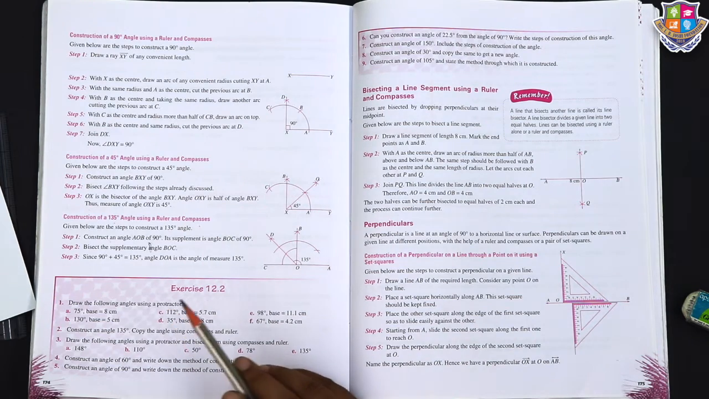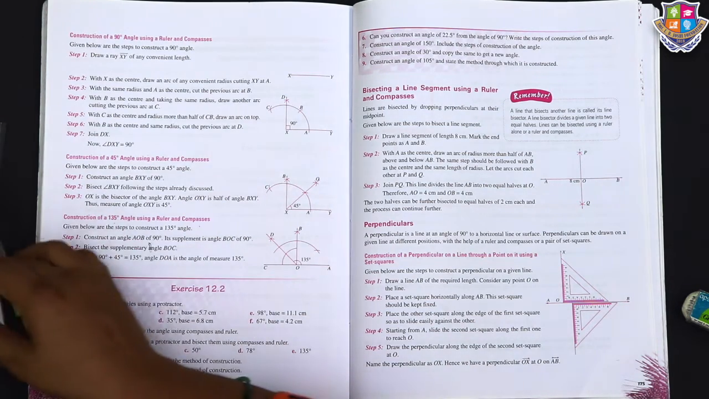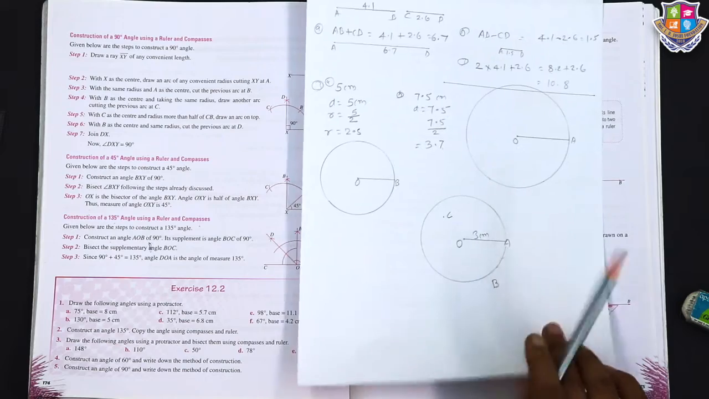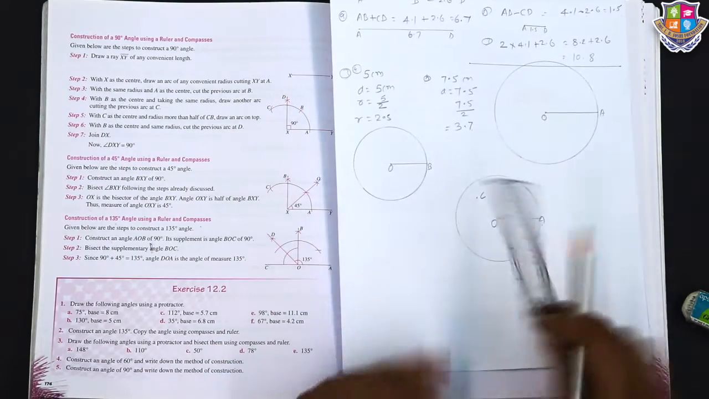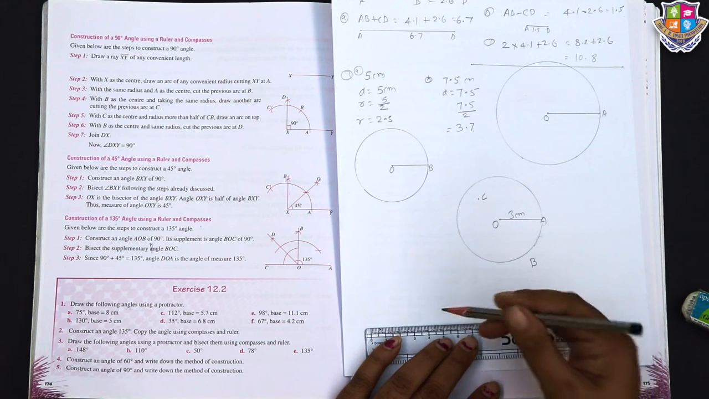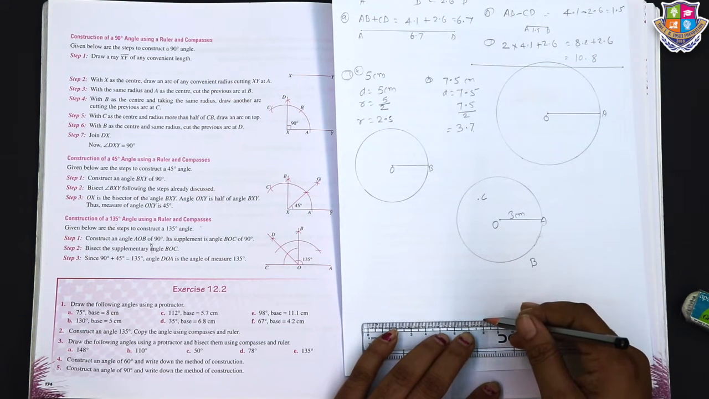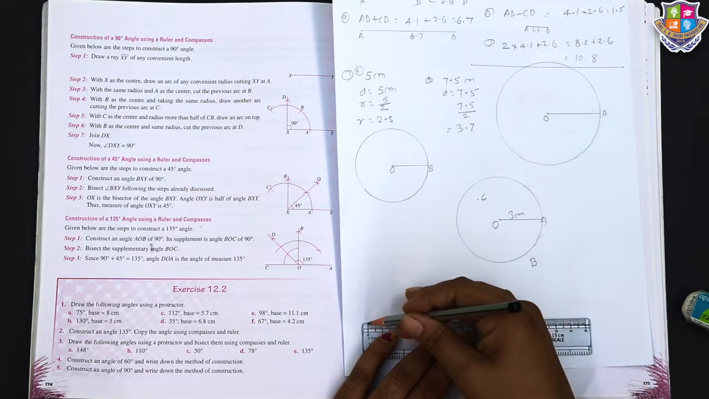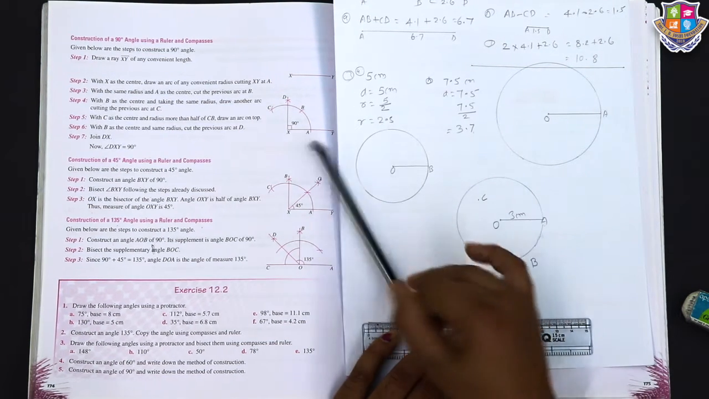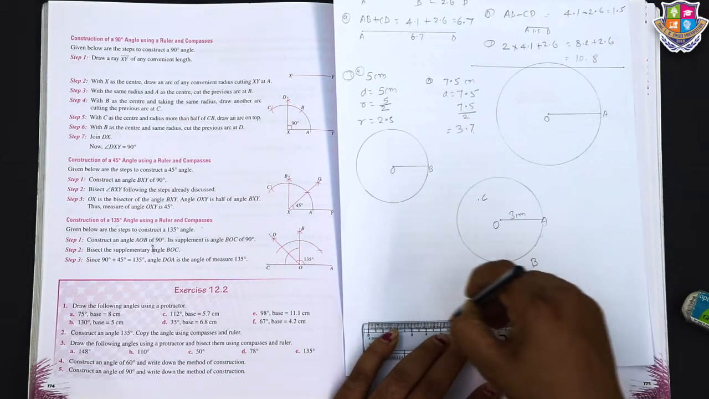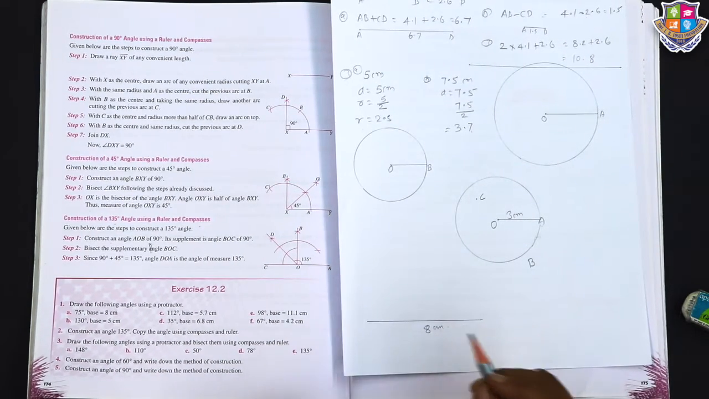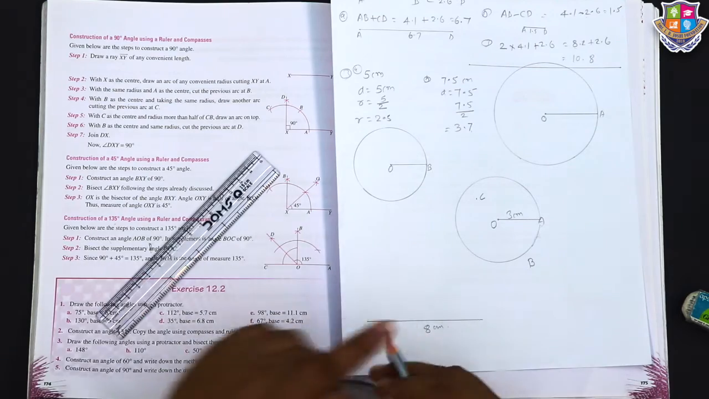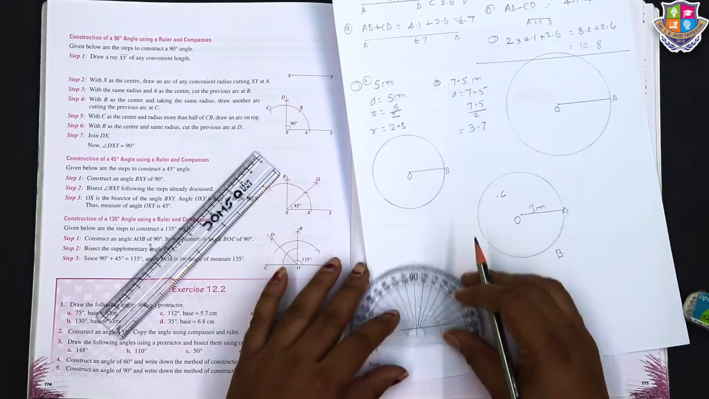Now see, draw the following angles using a protractor. Here you have to use the protractor. It is a simple one. The base is given. How much is the base? It is 8 centimeters. You just have to draw the line segment of 8 centimeters. Then the angle of 75, so you just have to measure the angle of 75.